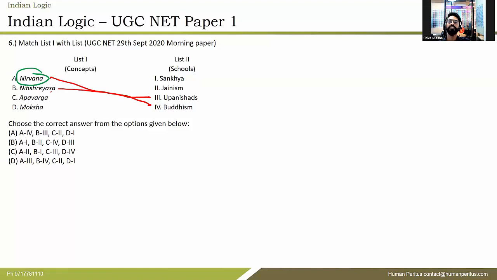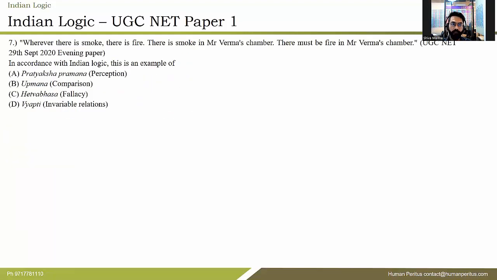Upavarga means salvation, and this term is used in Jainism. Moksha means liberation, and the school which follows this particular term is Sankhya. Therefore, the correct answer of this particular question is option A. Alright. Moving on to the next question.